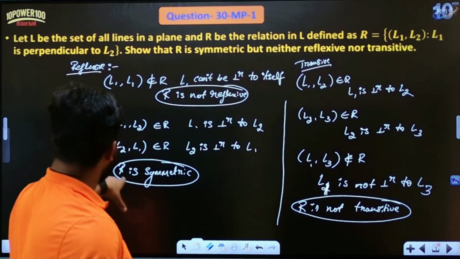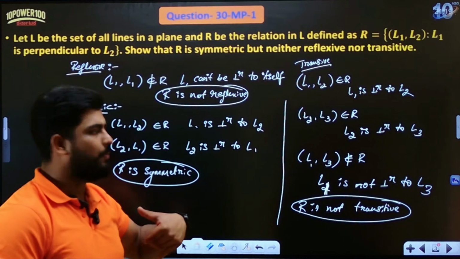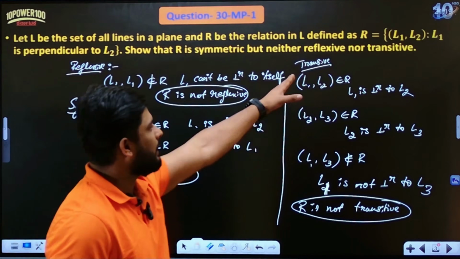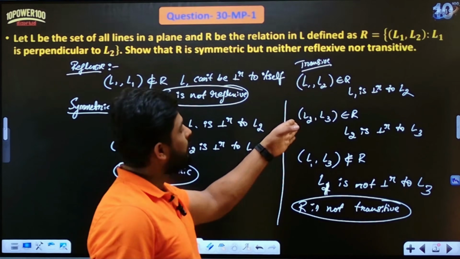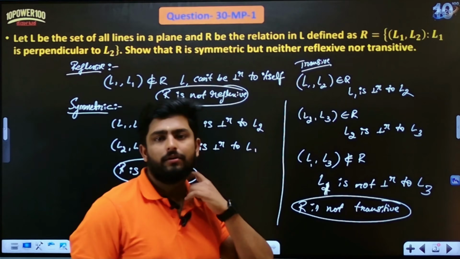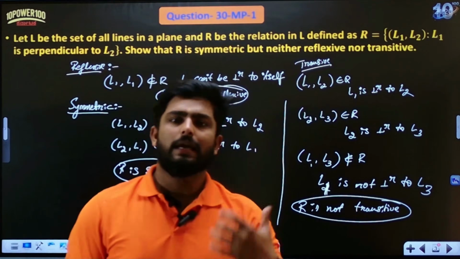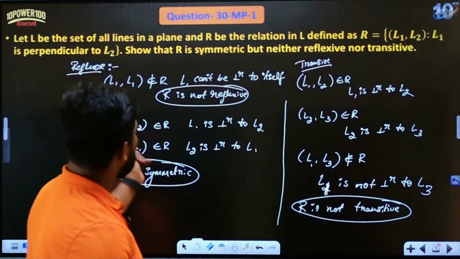For symmetric, if L1 comma L2 is present, then you have to look for the opposite of that. For transitive, you look for L1 L2 belongs to R, and one more ordered pair which is starting with L2. So L2 comma L3 belongs to R, and then you look for the last one. So that is L1 and L3. If it is there, it is transitive. If not, it is not transitive. Okay, so this is how you have to write the solution.